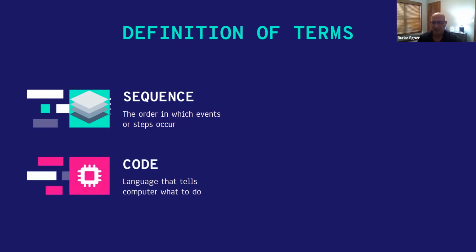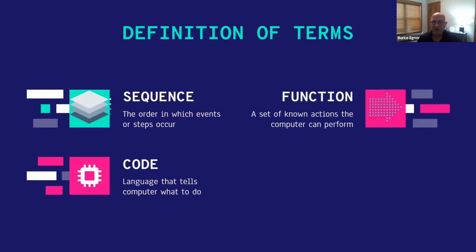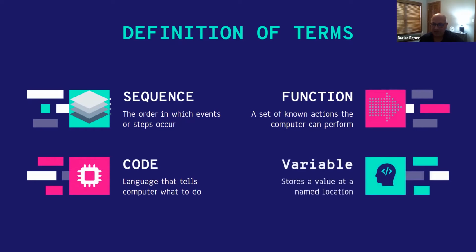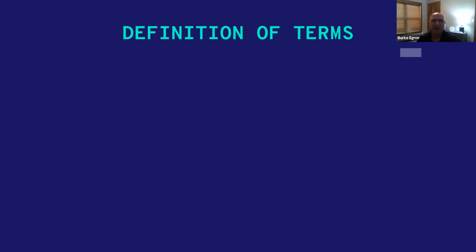Code is the language that tells our computer what to do. A function is a set of built-in actions that the computer can perform, or user-defined actions. And we're going to create some of our own functions tonight. We're going to use some predefined functions. We're going to really get into it and start getting some coding going. And a variable, for our terms, is something that stores a value at a named location. And kids often have a lot of fun with this. But I'm going to talk to you about how we've got to reel them in and make sure their variables make sense, and how we're going to make that happen.